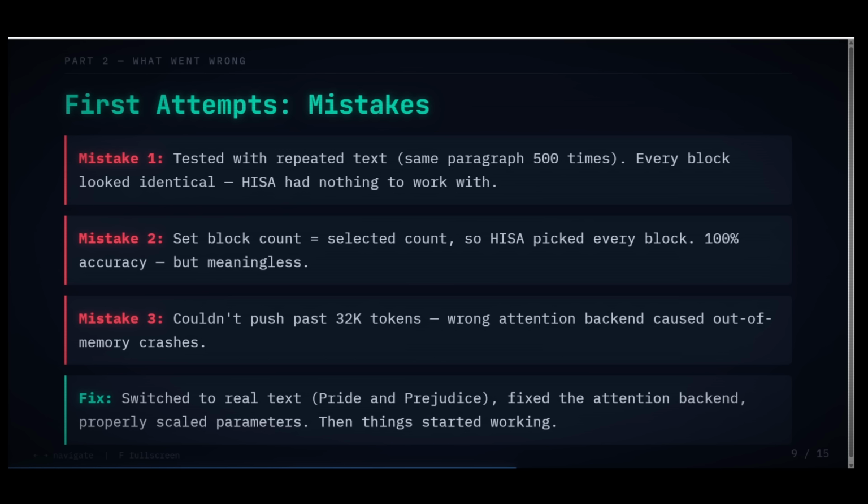So we replaced that with a very large novel, Pride and Prejudice, so that it would be more reflective of real text, not repeated. Issue 2 we came up with was that the set block count equaled the selected count.